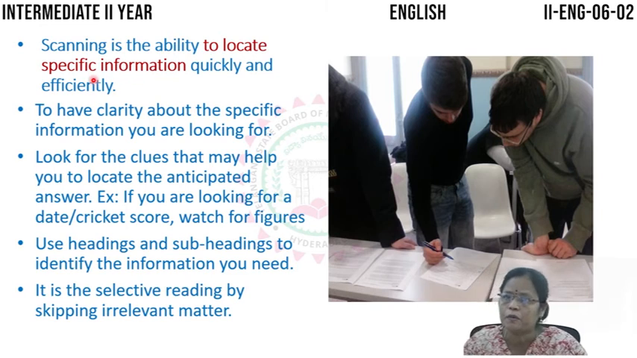To collect or locate such specific information is called scanning. To have clarity about the specific information you are looking for. So this gives a clarity about what you are looking for. Then scanning includes looking at the clues that may help you to locate the anticipated answer.